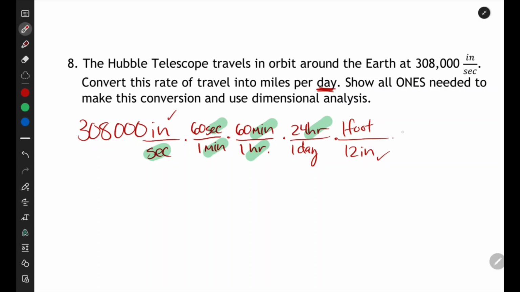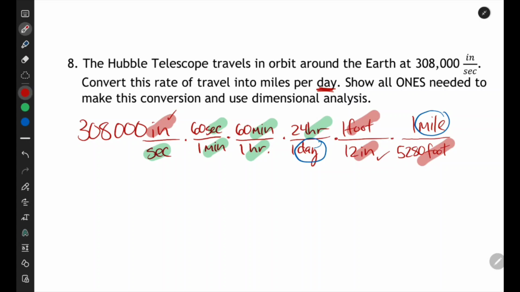The next thing I need is for feet to go away. So I'm going to put feet in the denominator, and I can go 1 mile. 5,280 feet are in 1 mile. So if I continue with the dimensional analysis, you can see this inch is going to cancel with this inch, and this foot is going to cancel with this foot. The only units left in this entire problem are miles in the numerator and days in the denominator. So we're looking at a rate of miles per day.